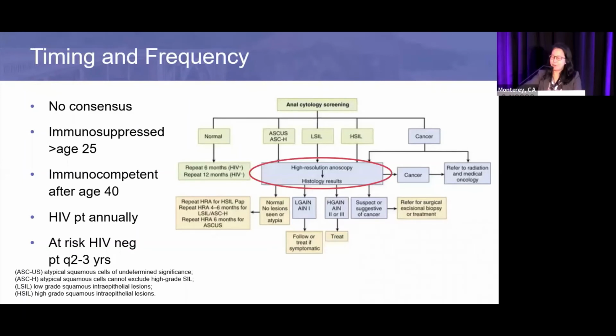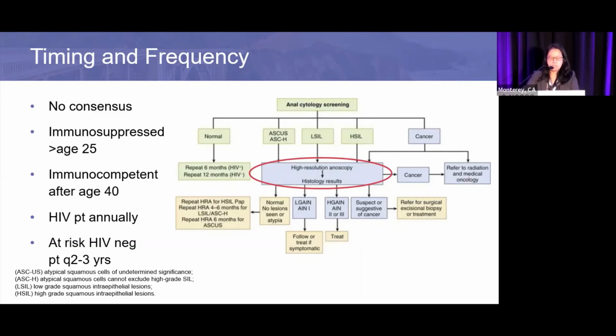Now, the timing and frequency of screening is also very challenging because there's no consensus. There's no randomized controlled trial, right? So a lot of these are based on experts' opinion. They found that there's very little cancer in patients who are younger in the immunosuppressed, and in patients who are less than 40 in the immunocompetent.